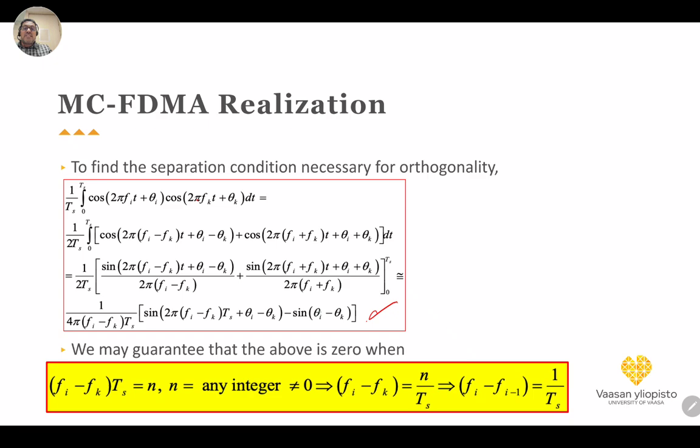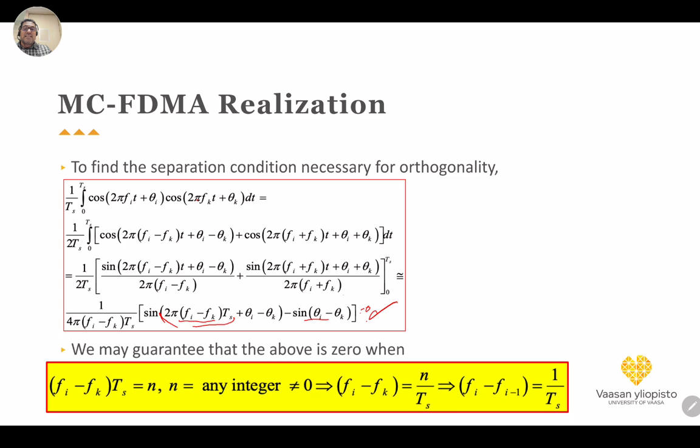Of course, if theta i is the same as theta k, then this will be zero by default, but unfortunately I cannot make theta i equal to theta k, as I said, because theta is some random phase introduced in each local oscillator. So in order to get this equal to zero for i does not equal j, I need this one to be the same as this one. So this could be achieved if this value is a multiple of 2π, as it is seen here.